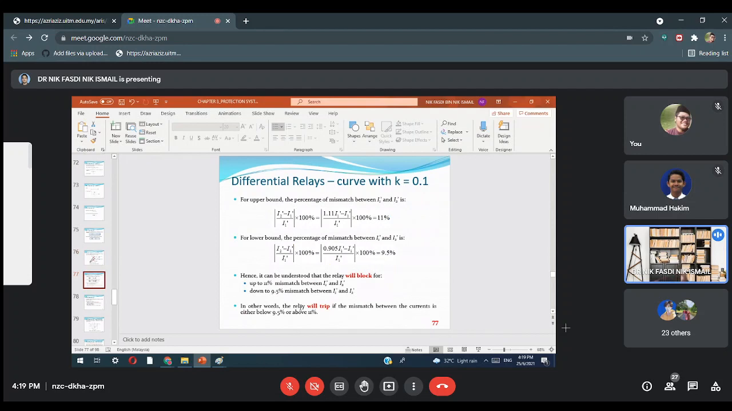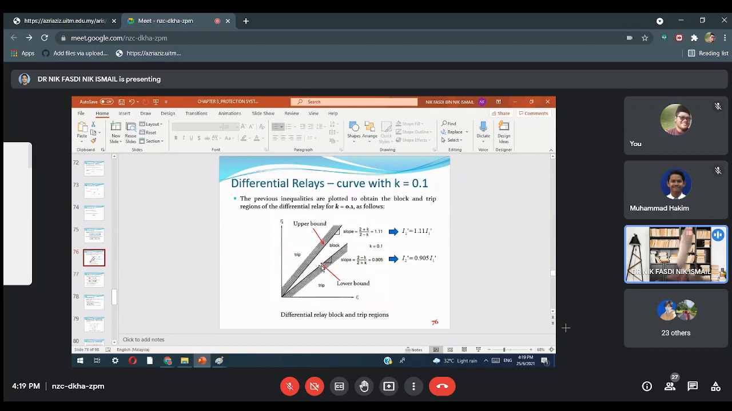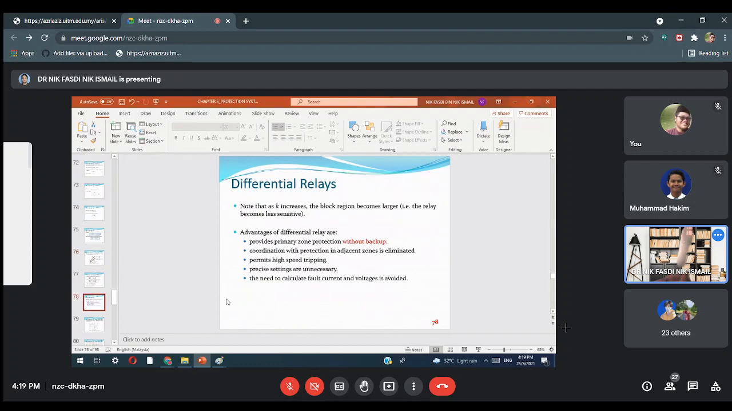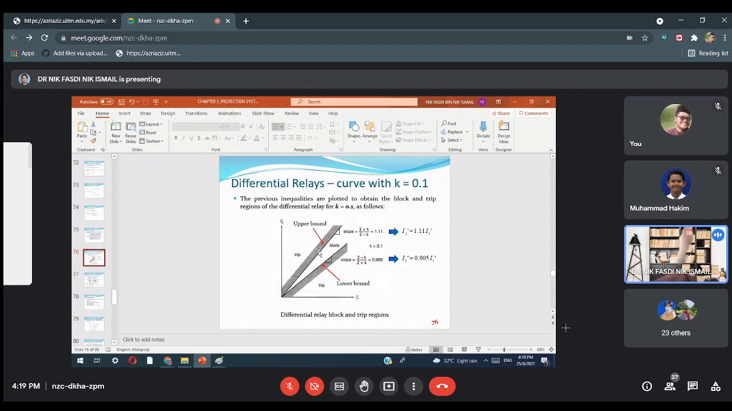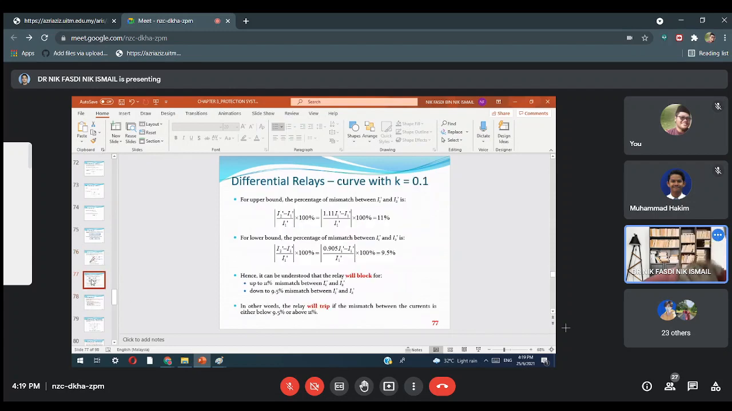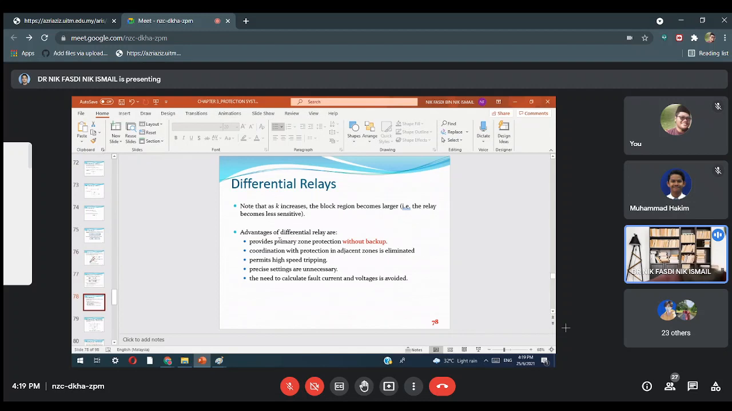Okay, in other words, the relay will trip if the mismatch between the currents is either below 9.5%, below here, it all trips here, or else above 11%. The 11% is the upper bound. Even 30% or 20% is fine, as long as it is a minimum of 11% for the upper bound and a minimum of 9.5% for the lower bound. Okay. Alright. 9.5%, sorry.